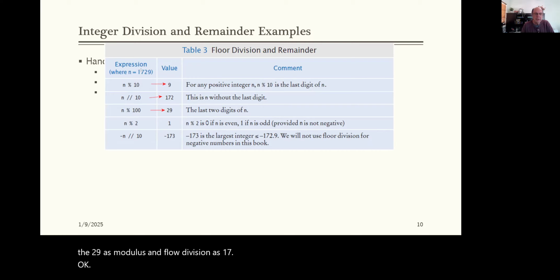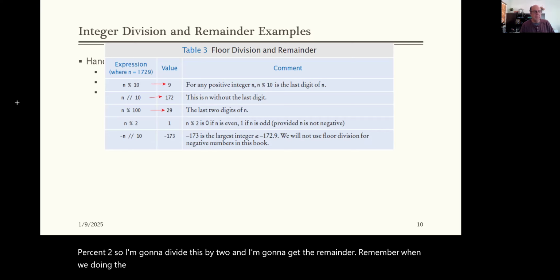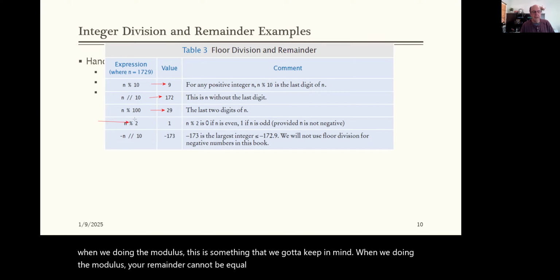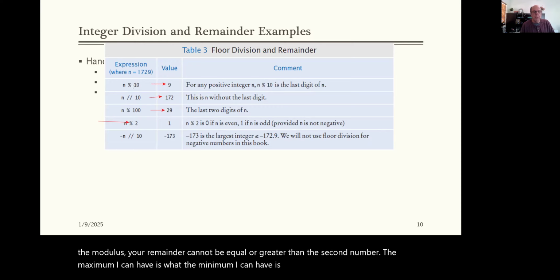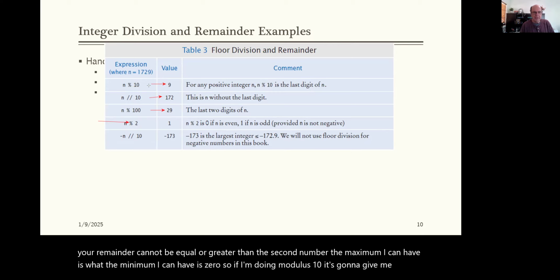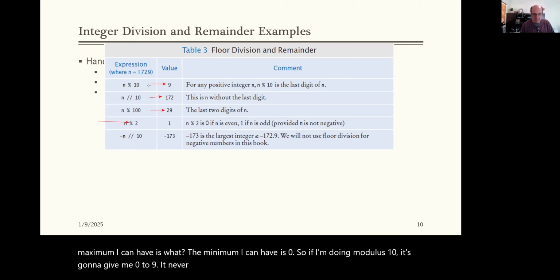Percent 2: I'm going to divide this by 2, and I'm going to get the remainder. When we're doing the modulus, this is something we've got to keep in mind: your remainder cannot be equal to or greater than the second number. With 2, the maximum I can have is 1 and the minimum I can have is 0. So if I'm doing modulus 10, it's going to give me 0 to 9. It's never going to give me 10. That's something to keep in mind.